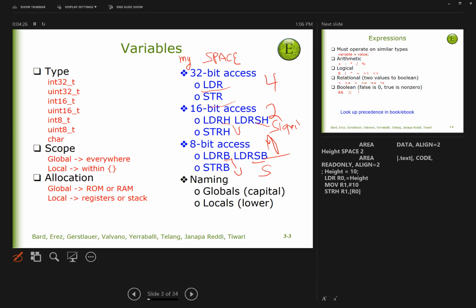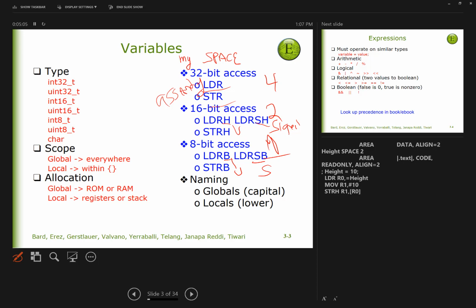Question: is that C on the left and assembly on the right? Yes. So the question was, all this stuff I've just talked about is assembly. These are all assembly instructions here. And does it matter whether you're talking about a global or a local variable? It does matter. On the right side, in assembly, it matters because I don't have to load and store local variables. They're already in the registers. So I use load and store for the globals, and I'll use these instructions for the globals.